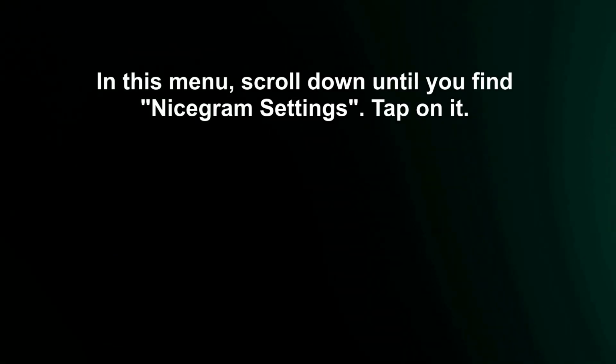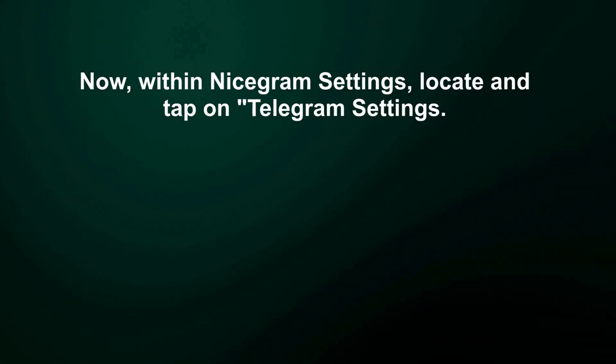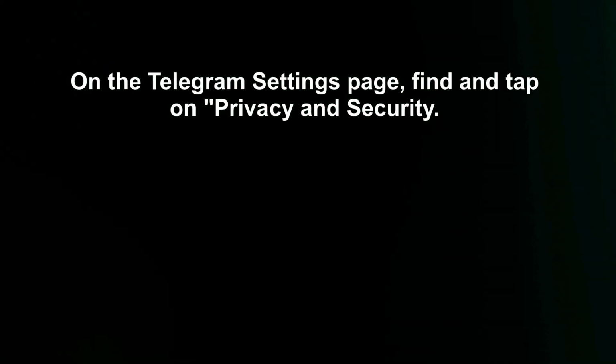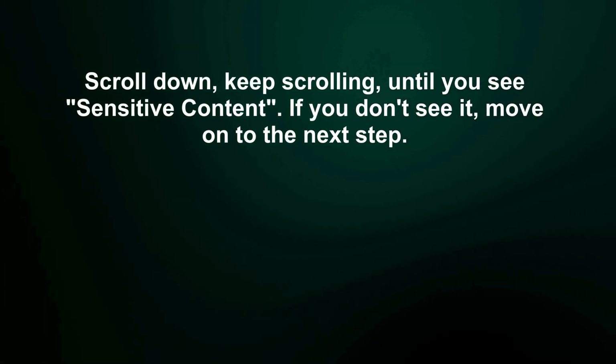In this menu, scroll down until you find Nicegram Settings. Tap on it. Now, within Nicegram Settings, locate and tap on Telegram Settings. On the Telegram Settings page, find and tap on Privacy and Security. Scroll down, keep scrolling, until you see sensitive content. If you don't see it, move on to the next step.